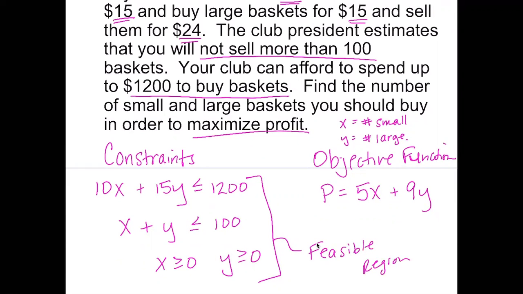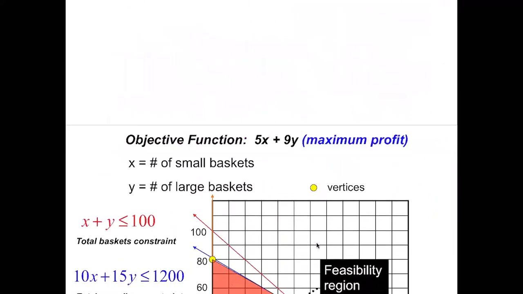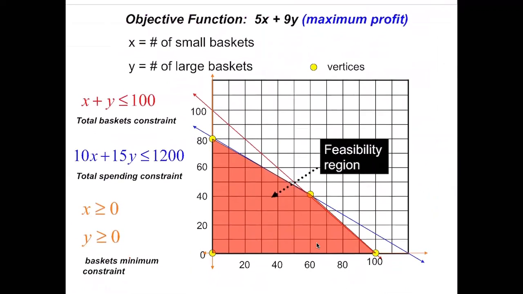Okay. So we're going to go down and I'm going to show you what the graph would look like. So here's kind of what we just talked about. Here's all of our constraints. Here is our objective function. So what they did is they graphed, notice in red, you see X plus Y is less than or equal to 100. So we'd have to be below the red line that's graphed. And we're also below the blue line that's graphed, which is your 10X plus 15Y is less than or equal to 1200. So the shaded region that you see here is what's called the feasibility region, or the feasible region.